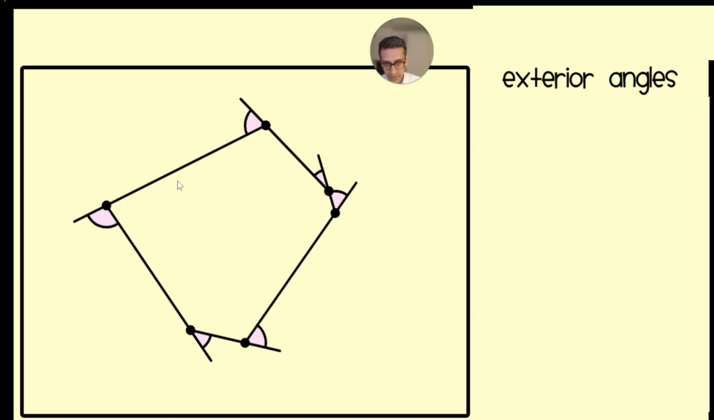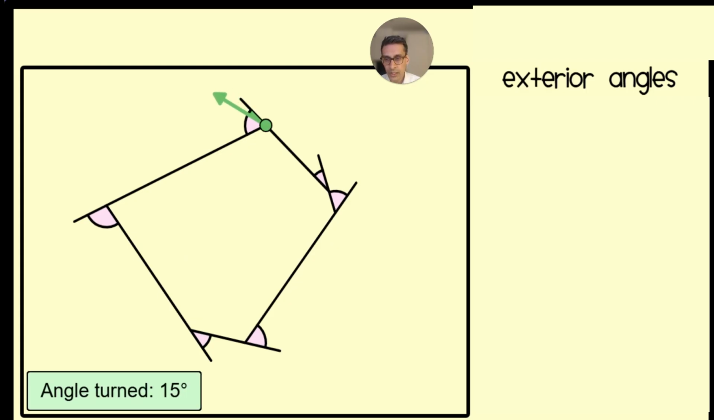Another way to look at this, and I'm going to keep this as an irregular shape, is if you imagine walking around the shape like this. So if you just watch this, you can see eventually you're going to turn through all of the angles and you're going to end up back at the beginning.